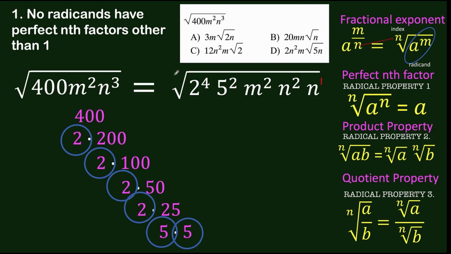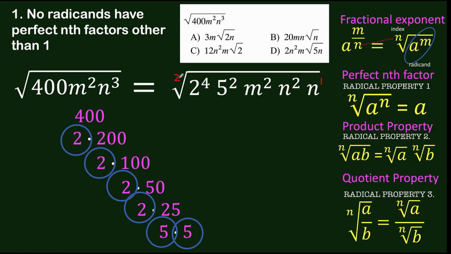What's the reason? Take note that the index of the radical here is 2. So we want all these exponents of the numbers in the radicand to be divisible by the index of the radical. Since 3 is not divisible by 2, we split this as exponent 2 and exponent 1 because this n squared has an exponent that is divisible by 2.